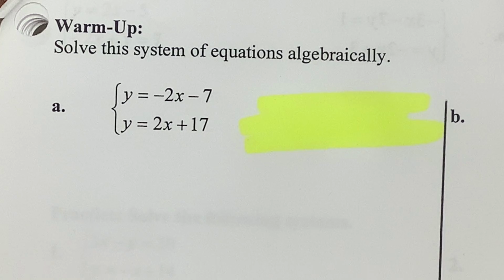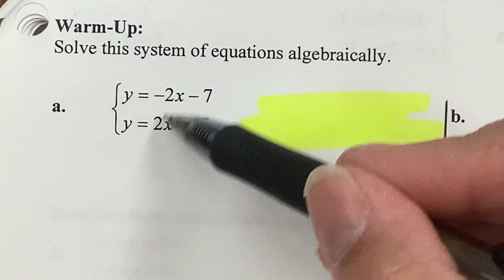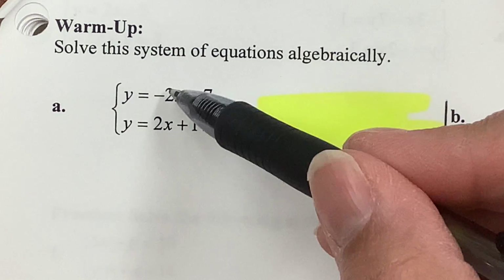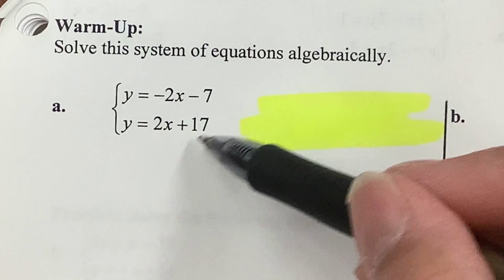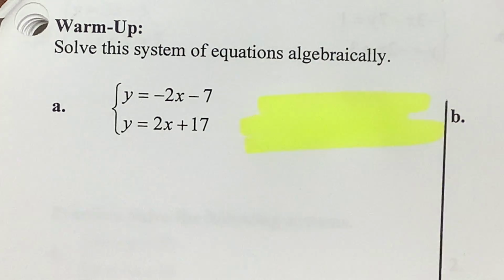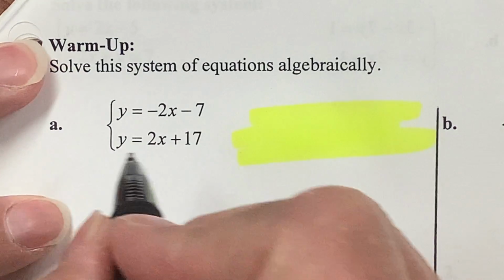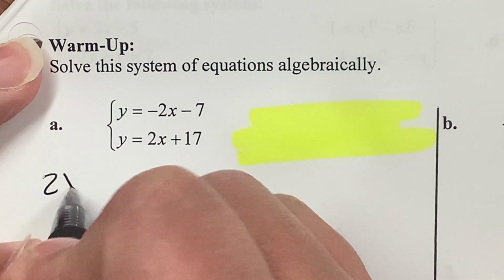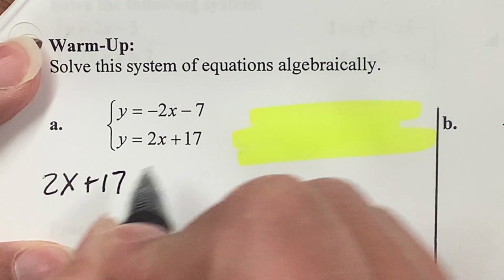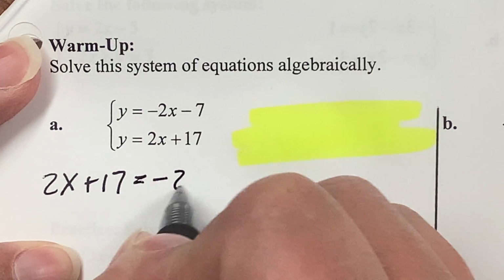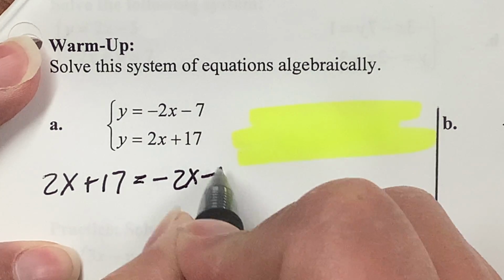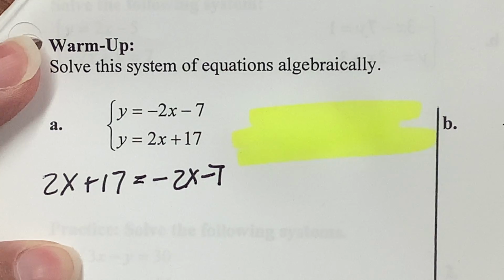I like to put the larger coefficient of x on the left. Remember, coefficients are the numbers that you're multiplying times the variable, and the ones that you add or subtract are called constants. Just a little review. And the larger coefficient of x is 2x plus 17 equals negative 2x minus 7.